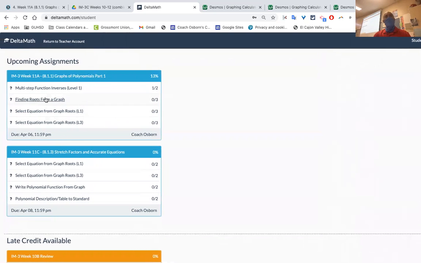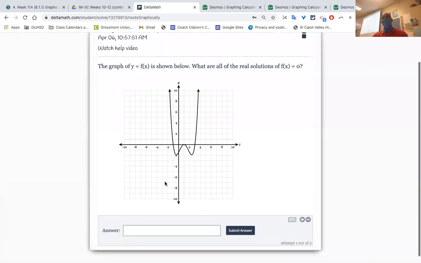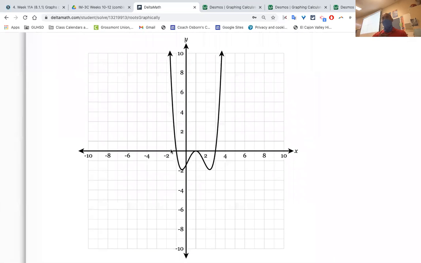Okay, now finding roots, the start of polynomials. When you see a polynomial, a lot of times it looks like this: some kind of graph that has curves. The one graph you have been working with for a while that has one curve is a parabola, a U. But what if you start having multiple curves, multiple turns? These are polynomials. Even a parabola is a polynomial.